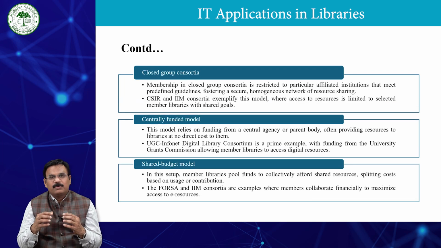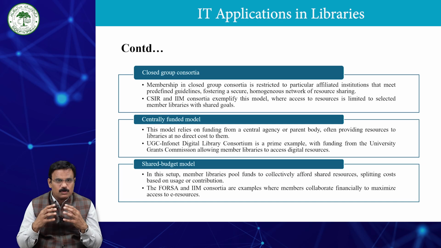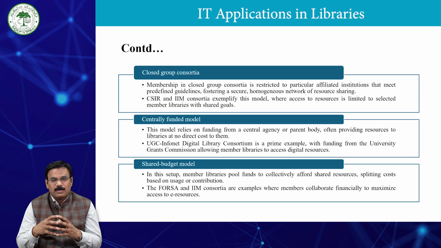restrictions. Another type of consortia is a closed group consortia. Here, the membership in the closed group consortia is restricted to particular affiliated institutions that meet preferred guidelines, fostering a secure, homogeneous network of resource sharing. CSIR and Indian Institute of Management Consortium are examples of this model, where access to resources is limited to selected member libraries with shared goals.